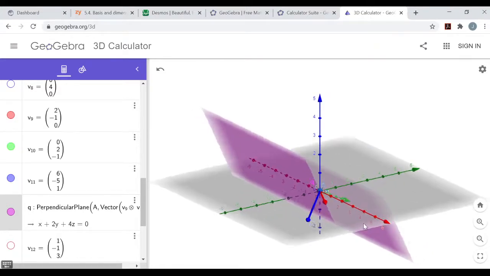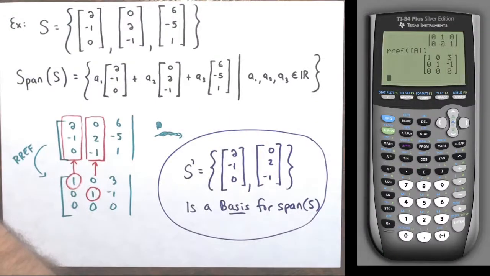Okay, so the span of these 3 vectors, I don't need one of them, right? I can get rid of one of them and still get that same plane. So that's why I got rid of 6, negative 5, 1, because the span of these 2 vectors, the red and the green, would still be this same plane. Now I can't get rid of 2 of them, because the span of one vector would be a line, not a plane going through the origin. So I need at least 2 of these around. So that's why I kept the first 2, and those first two, 2, -1, 0 and 0, 2, -1, are a basis for that plane, a basis for the span of S, which would make a plane.